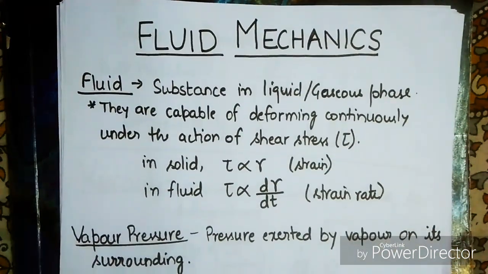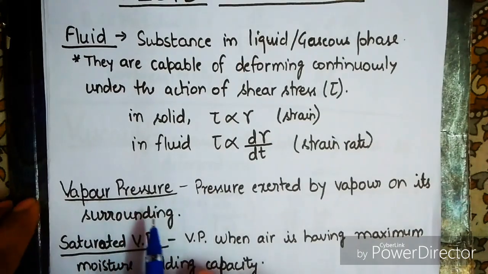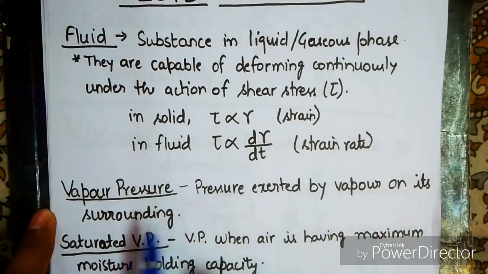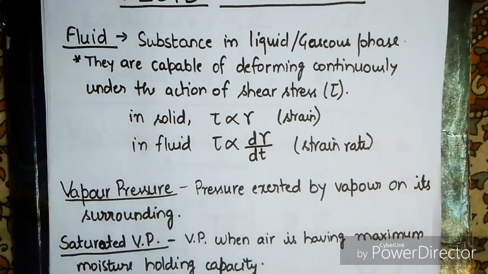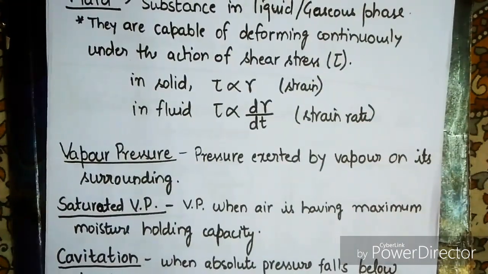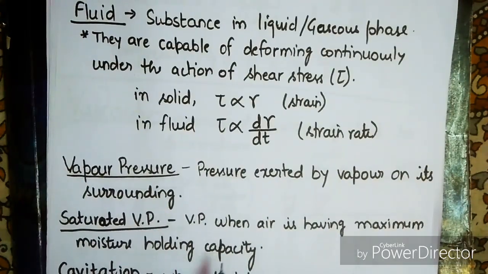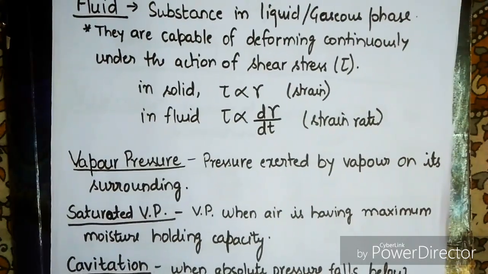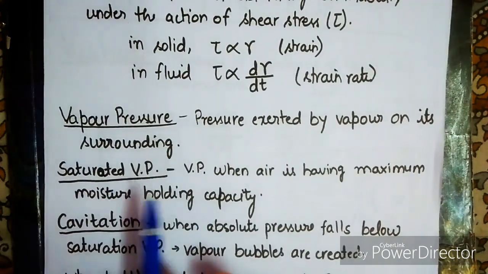Now there are a few terms which we have to memorize. What is vapor pressure? Vapor pressure is the pressure exerted by the vapor on its surrounding. What is saturated vapor pressure? The vapor pressure when air is having maximum moisture holding capacity. The vapor pressure at that point is called saturated vapor pressure.